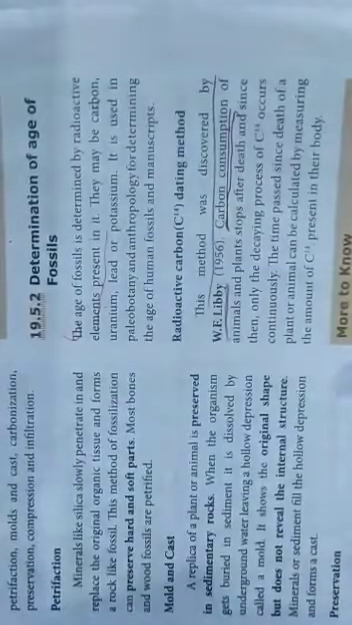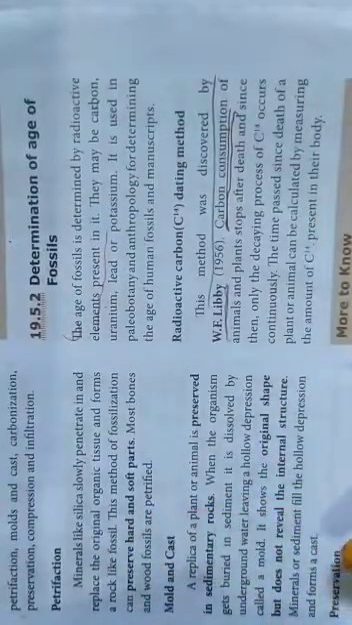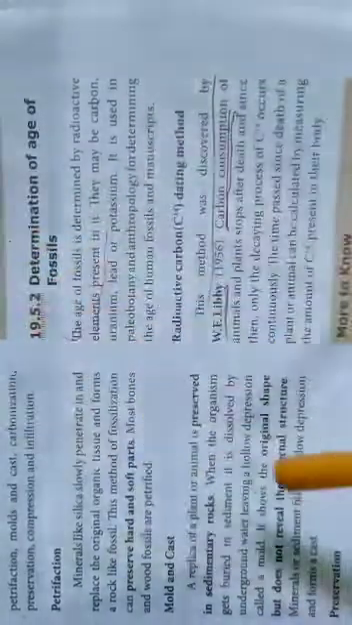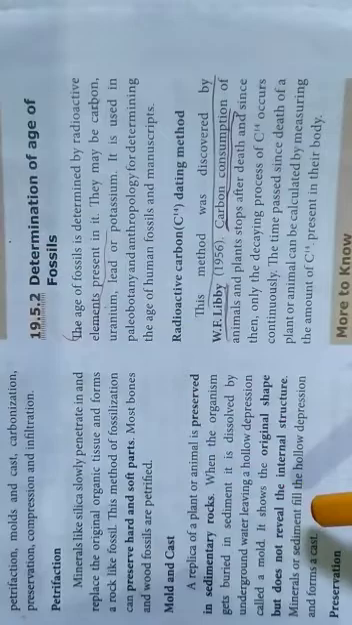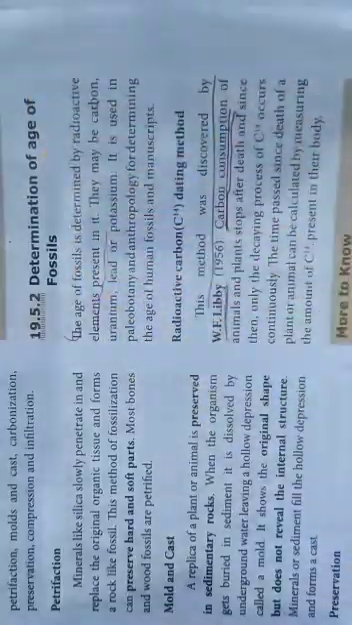In fossilization, we have seen five steps: petrification, mold and cast, preservation, compression, and then infiltration and replacement. These are very important questions. Then we see the next topic, determination of age of fossil.